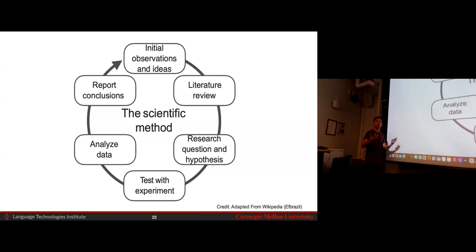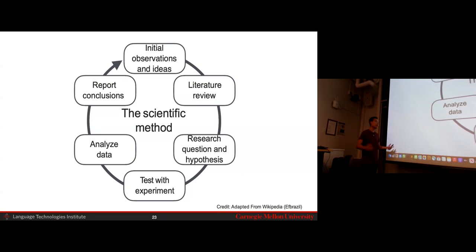Usually you start with some initial observations and ideas about the world. You might do a literature review to see what other people have done within the space. You're going to ask a research question and, more importantly, come up with a hypothesis for whether that research question may be true or may not be true, and some reason for that. Then you're going to test it with experiments to verify the research question and hypothesis, analyze the data that came out from running these experiments, and report your conclusions. And of course, you're probably going to iterate again and again. That's how the scientific method works, right?